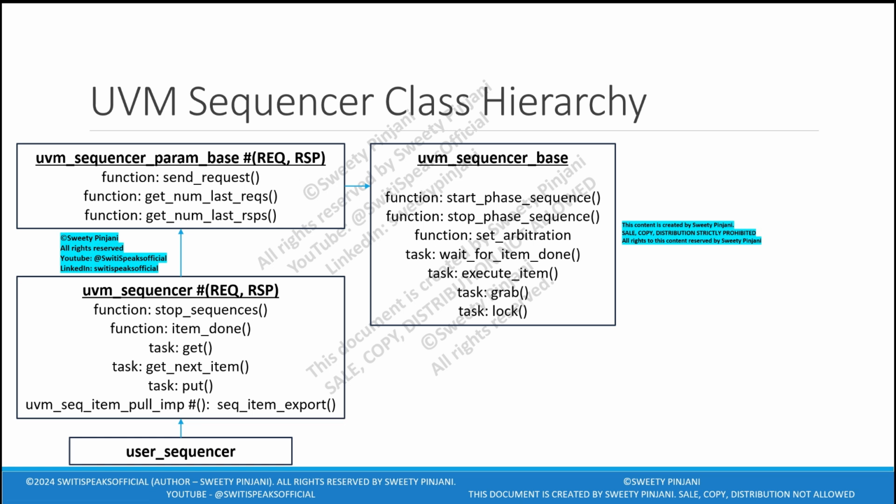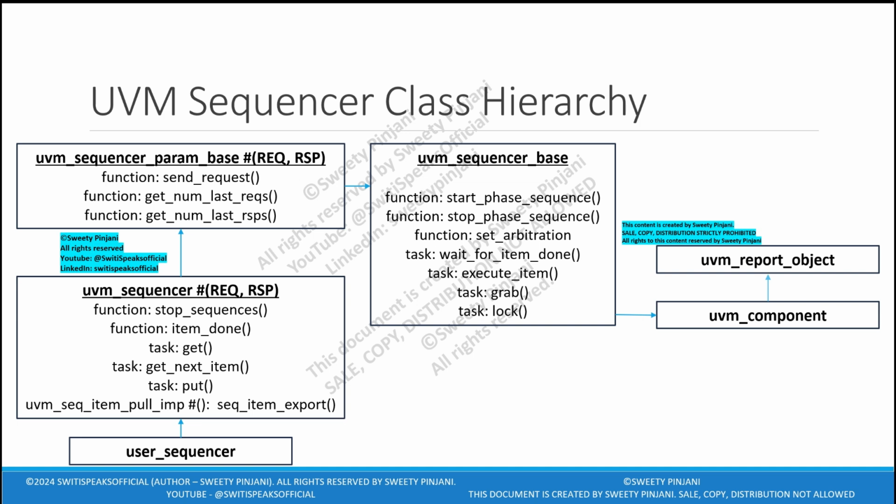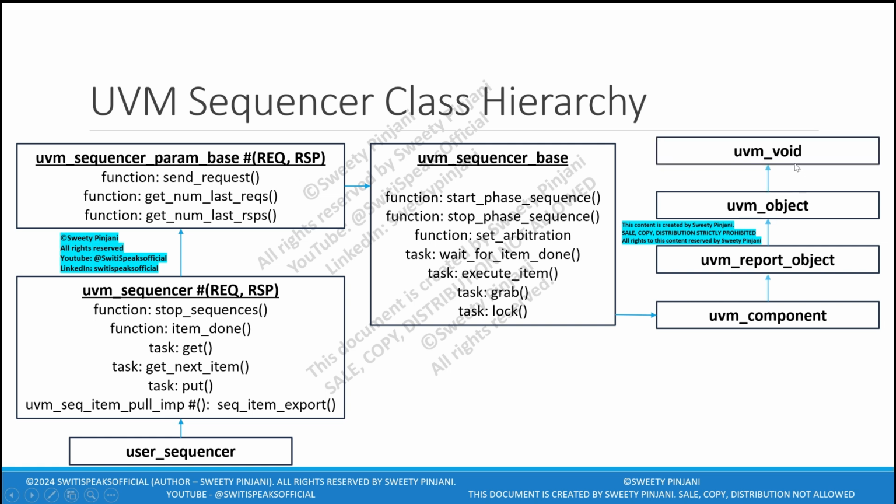This UVM sequencer base extends from UVM component, which in turn extends from UVM report object, that in turn extends from UVM object, which in turn extends from UVM void. This is the class hierarchy. When you are creating a user sequencer, this is what you are going to extend from, the UVM sequencer, but inbuilt inside UVM, this is how the class hierarchy is implemented. The main thing is you should remember some of the important functions and tasks which we are going to use a lot. And that's why I'm going to explain you these important functions and tasks.